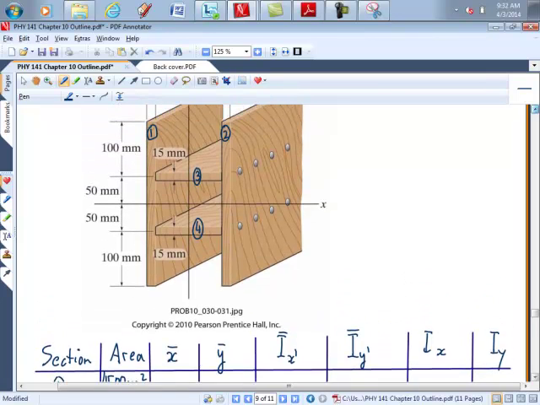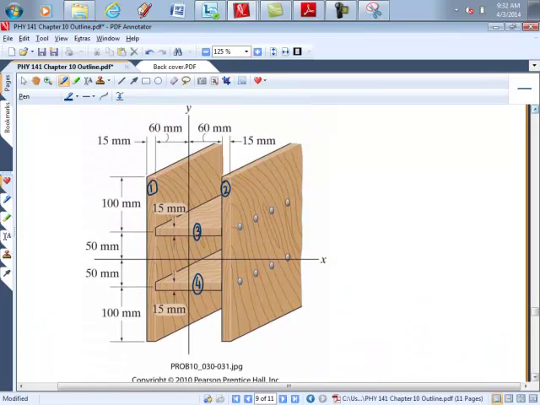What's x bar going to be? And the centroid is right here. 7.5 from where? Right? Here's our y-axis. So it's going to be the 60 plus half of the 15. So negative 67.5 millimeters.